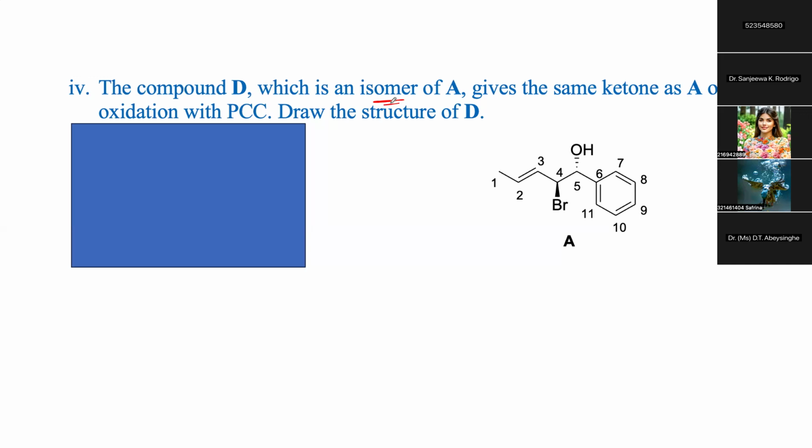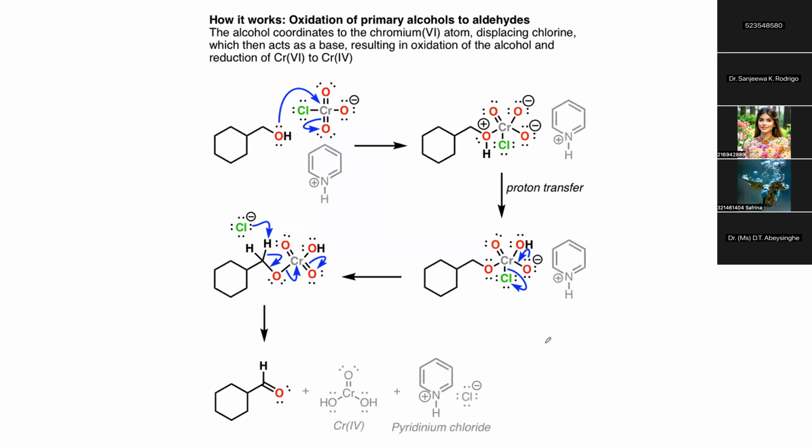So again, I have put the structure of A here. This is the original structure given in the question. And they're asking you to draw D, which is an isomer of A. And when you subject D to oxidation with PCC, it will give you the same ketone as A. So that's the question. First, let's look at what PCC is.